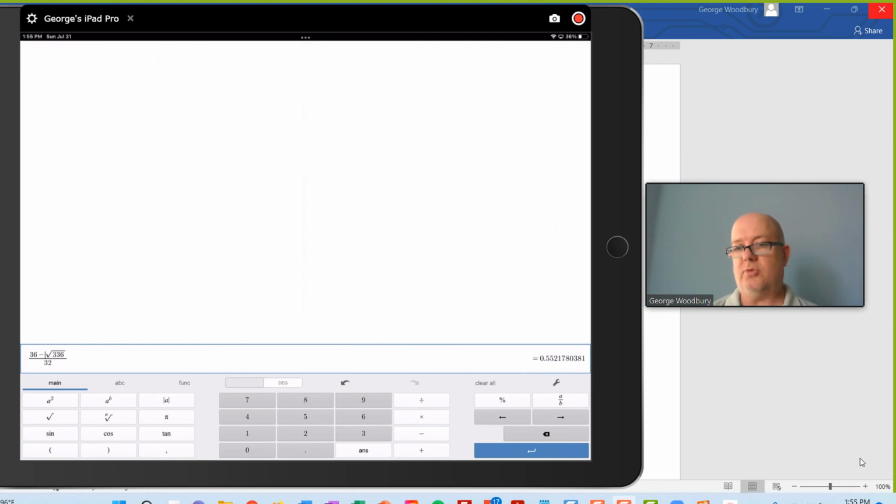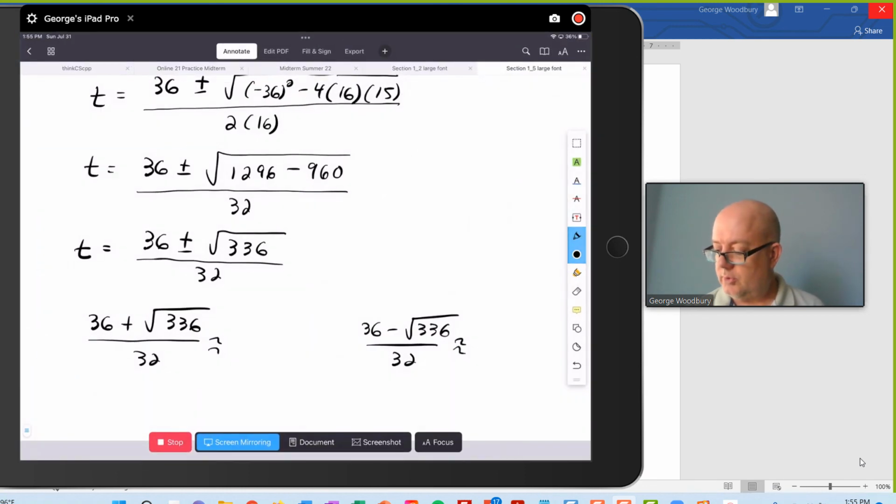I've got two possible solutions. Is that possible? We'll have to talk about that. But let's write those down. So again, the first one was 1.70 seconds, and the second one was 0.55 seconds. And the question is, are both of these right answers? And the answer is yes, they are.